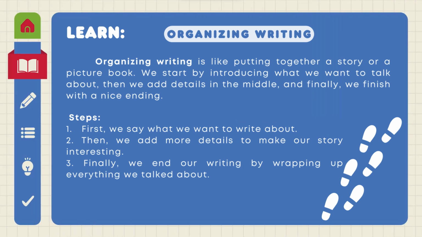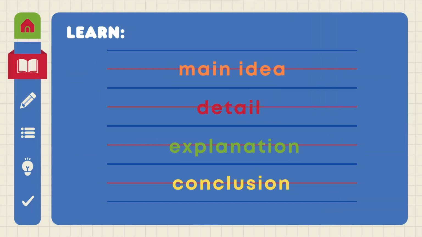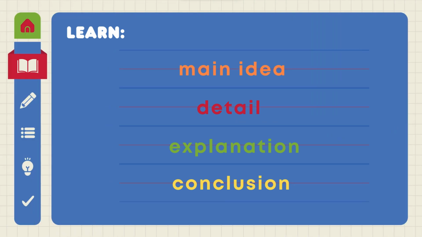For our steps, first, we say what we want to write about. Then, we add more details to make our story more interesting. Finally, we end our writing by wrapping up everything we talked about. We start with the main idea, detail, explanation, and then the conclusion.